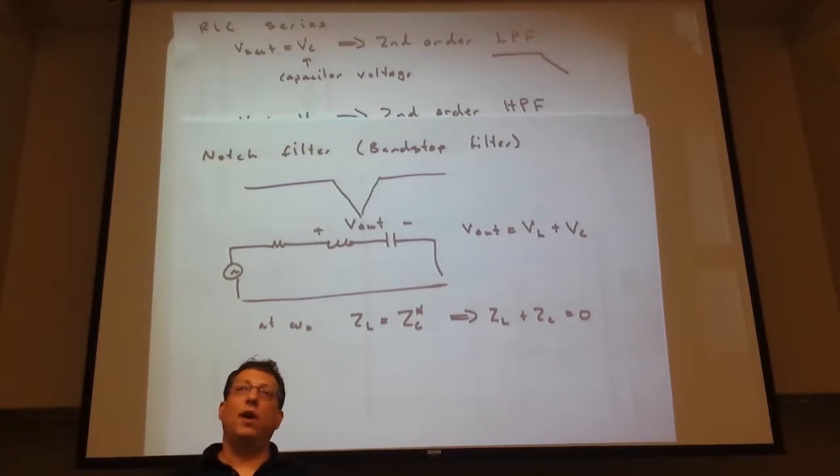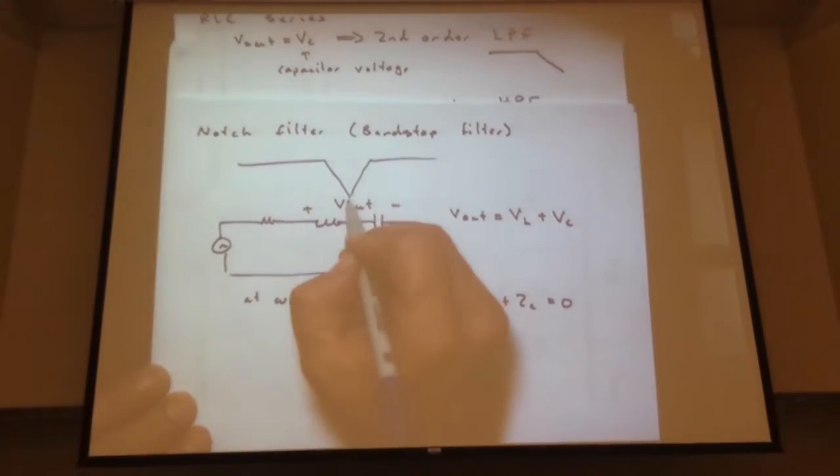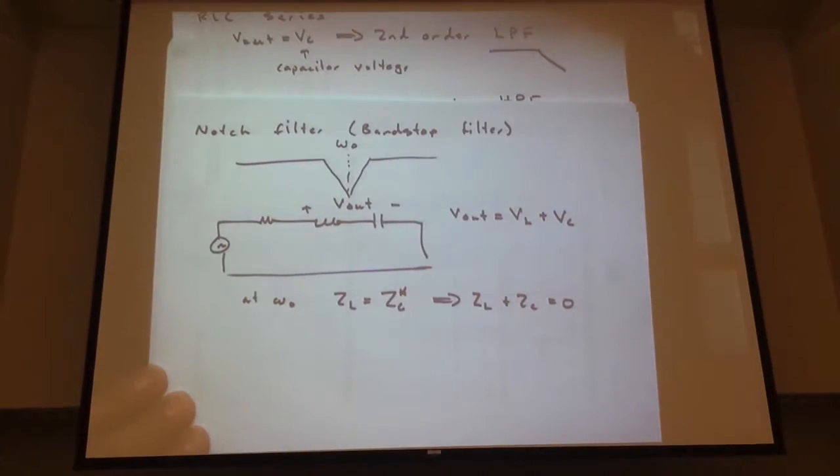Backing up a step though, what does that mean? Does that mean the voltage across the inductor and the capacitor are 0? No. It means they're equal and opposite. So at resonance, this V out is 0. So this is omega naught. So at our resonant frequency.